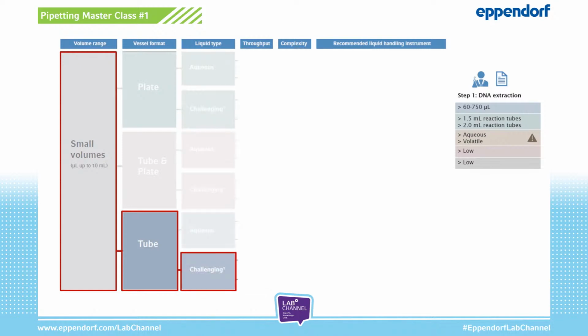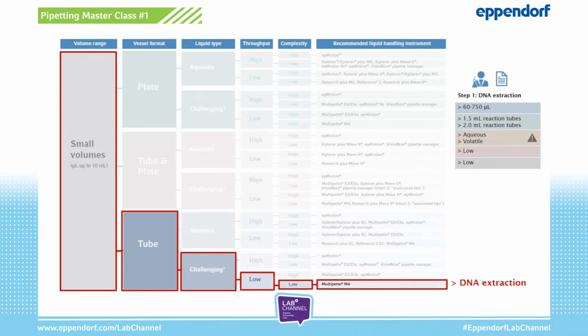If you would like to consider different tools for these two liquid types, you could continue along the path here for both aqueous and challenging liquids. If one tool is preferred for both, the selection should continue here at the point with the challenging liquids. Throughput as well as complexity have been rated as low. So at this point, a mechanical multiple dispenser from Eppendorf, the Multipette M4, is recommended for this DNA isolation.